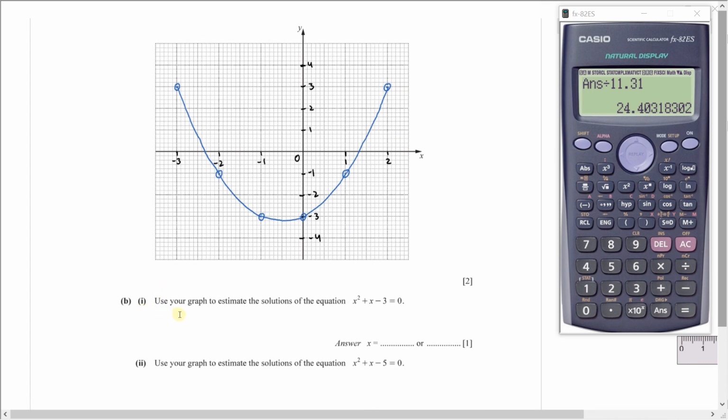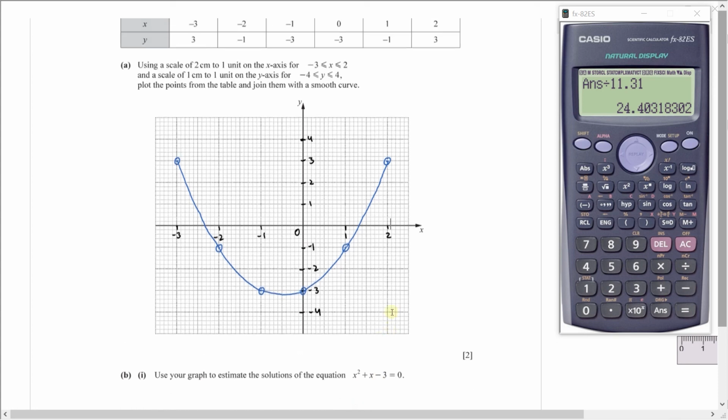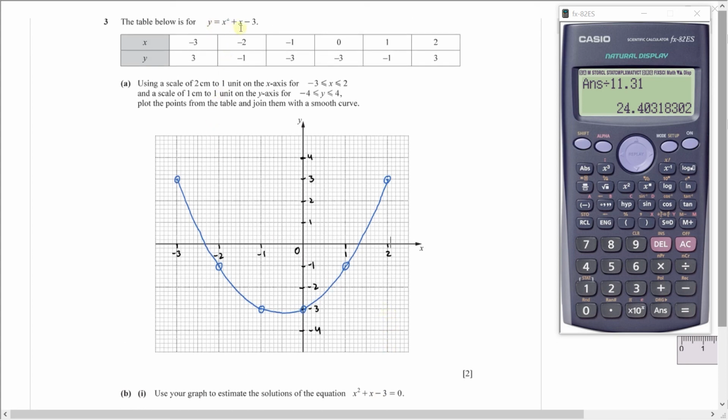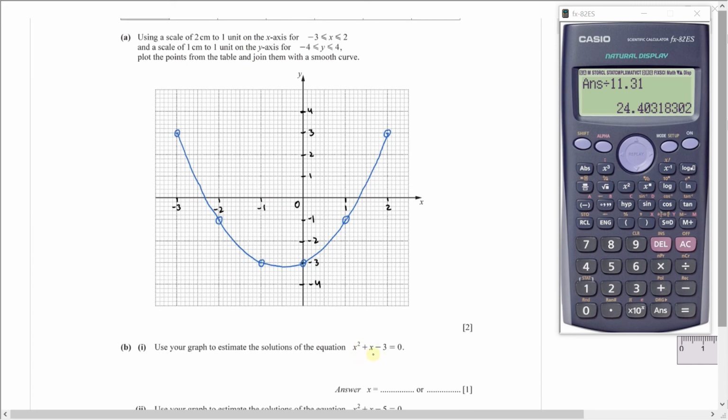The next part is use your graph to estimate the solution for the equation x squared plus x minus 3 equals 0. So this is the same equation as y equals x squared plus x minus 3. So your y is equal to 0. So you have to basically see where the graph intersects the line y equals 0, which is the x-axis. So first point will be this one.